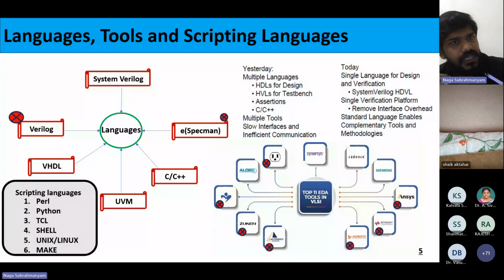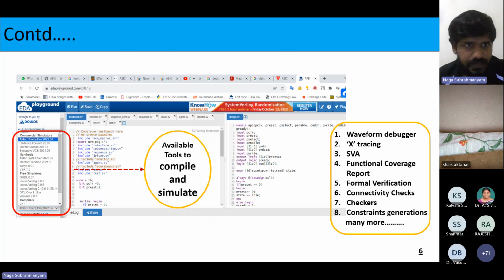Okay, whatever the language is, the language is approved by the IEEE. Based on that manual only, these tools will develop the language. Yeah, you can use the simple one. You don't need to purchase any tools. Okay, it is available in the EDA. These are the various tools available in the EDA for us.